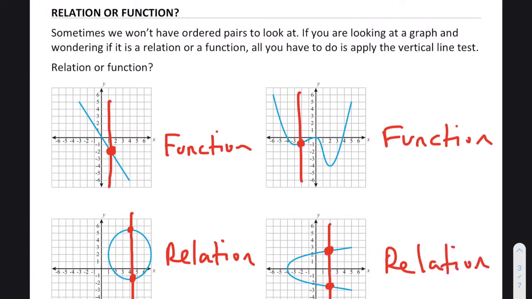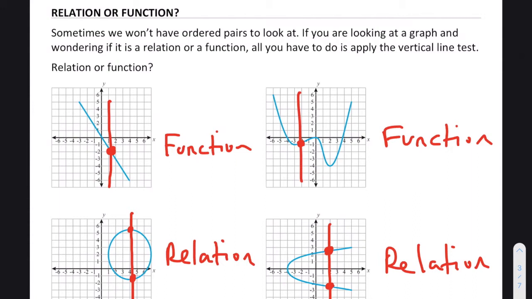And it's the same reason as when we have ordered pairs. If we have a vertical line that touches the graph at more than one point, that means that the x values do not have exactly one y value output. So in this case, the x values have 2 outputs.